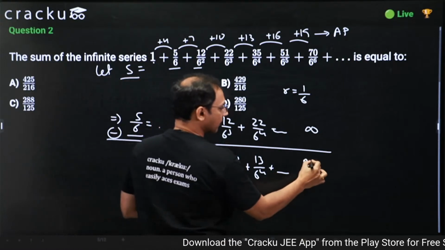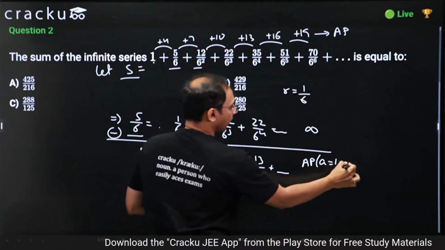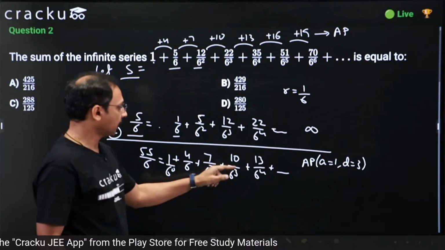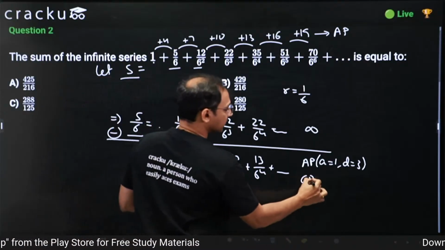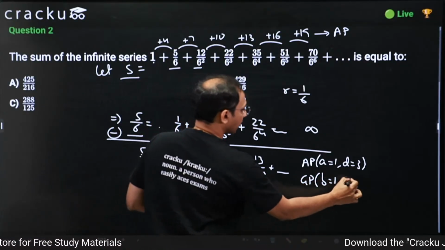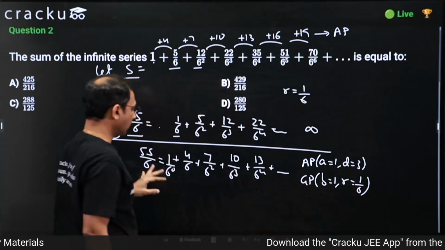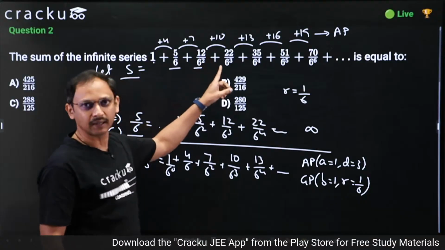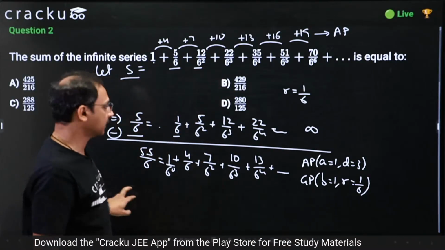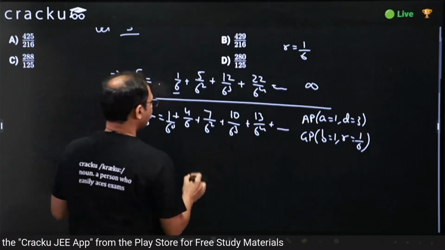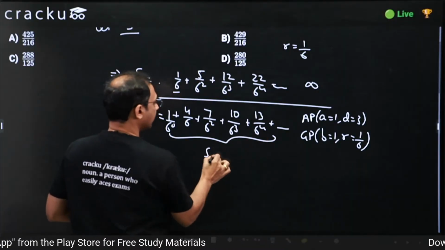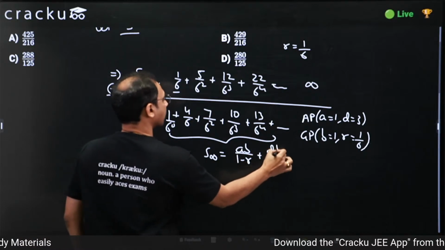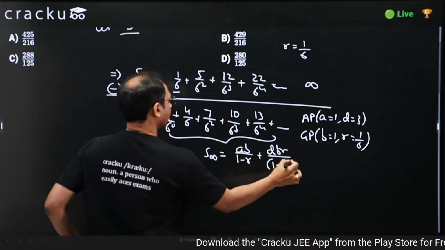That's an AP with first term 1 and common difference 3. So the numerators are in AP. The denominators are in GP. GP first term I'll call it B, that is 1, and common ratio is 1 by 6. So when you do this process, now you will get an AGP. Initially it was not an AGP, but now you will get AGP. And this is nothing but S infinity, right? S infinity formula is AB by 1 minus R plus DBR by 1 minus R whole square.